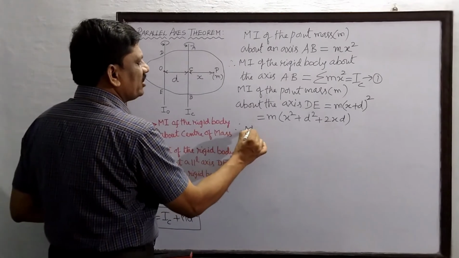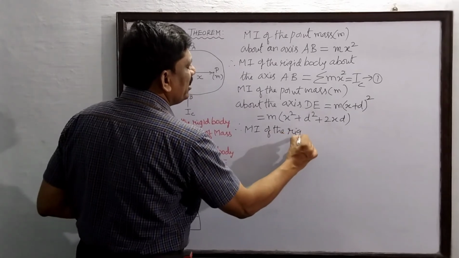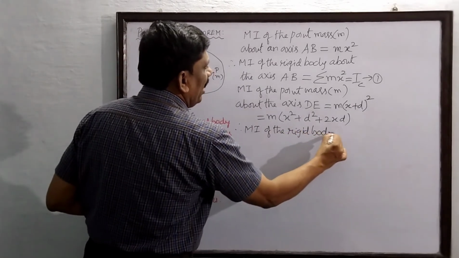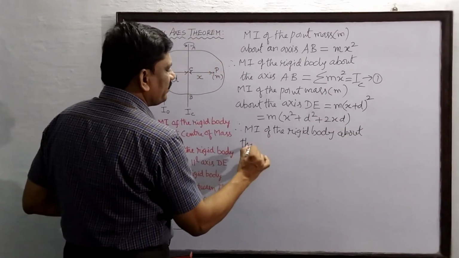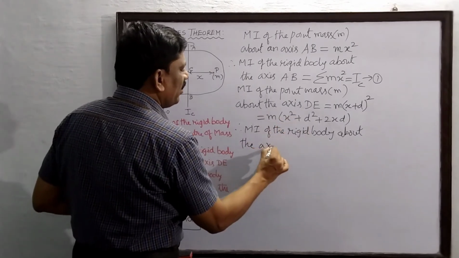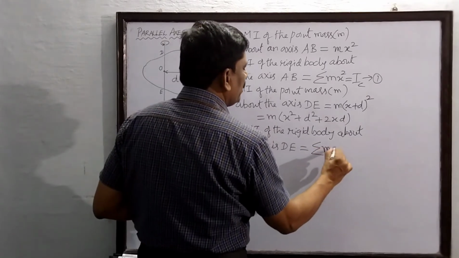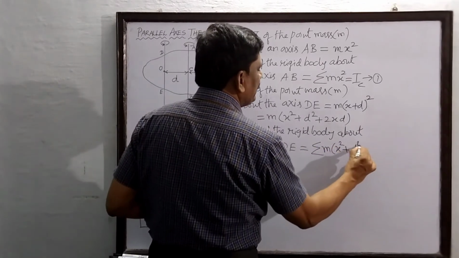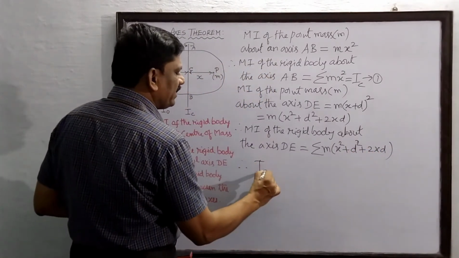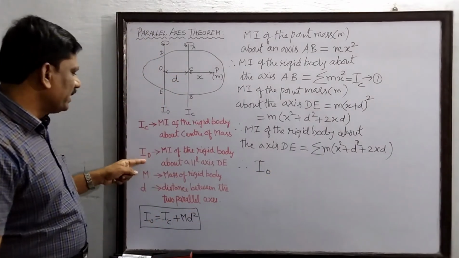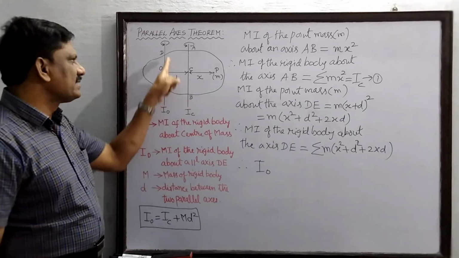Therefore, its moment of inertia, that is the moment of inertia of the entire rigid body as a total rigid body about the same axis DE, is equal to sigma m into (x square plus d square plus 2xd). This can be denoted by the symbol I naught. So here I naught means what? The moment of inertia of the rigid body about a parallel axis, that is DE.